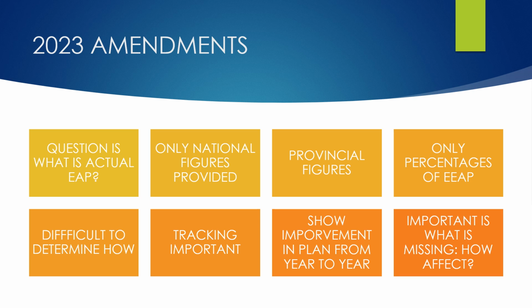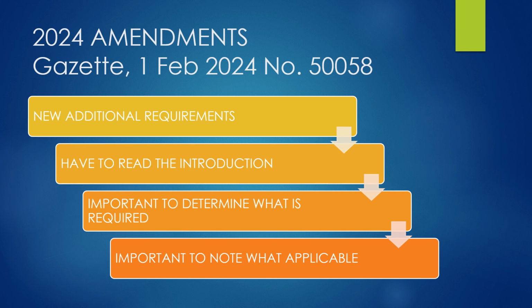It's difficult to determine how all of it will take place. Tracking of it is important, but what is more important is that you need to show how you improve in your plan on a year-to-year basis. And I see there's a spelling error there on improvement.